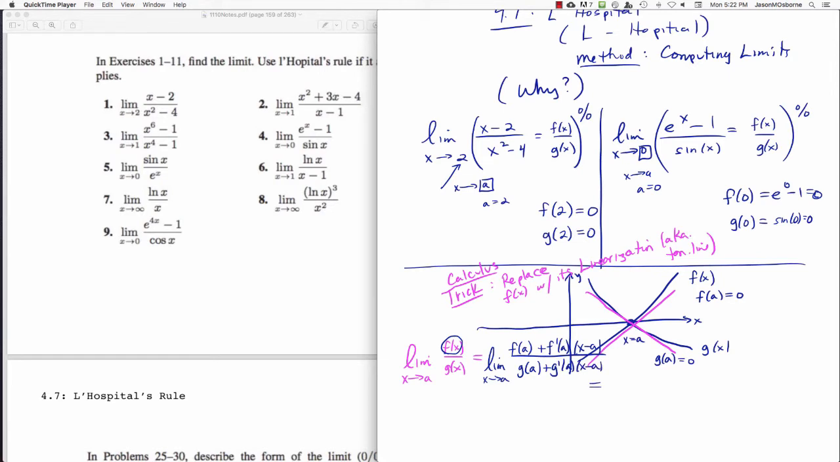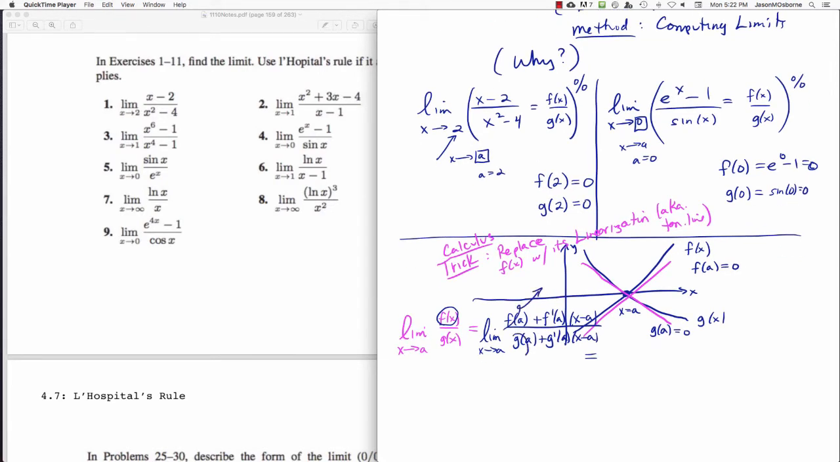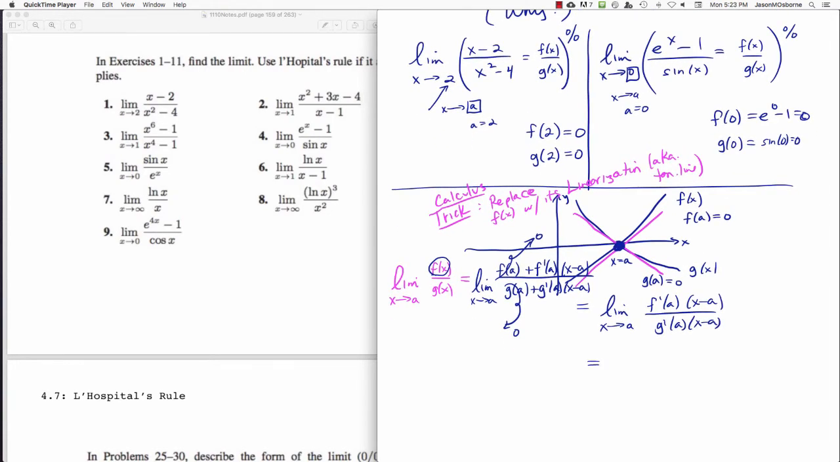Then use the fact that f evaluated at a and g evaluated at a are both 0, because the function crosses the x-axis at the value a. In which case our new limit is the limit as x goes to a of f prime at a times x minus a over g prime at a times x minus a. Looking at this limit, f prime at a and g prime at a are the ratio of the slope of f at x equal to a divided by the slope of g at x equal to a. Those are numbers, so they come out in front of the limit.